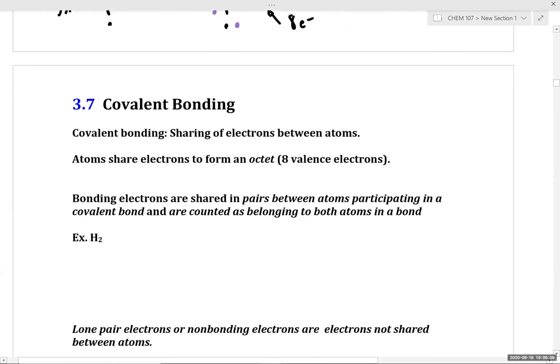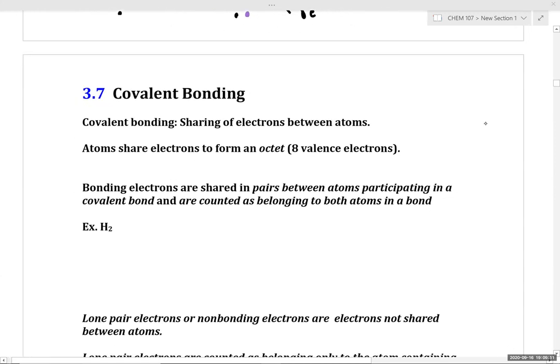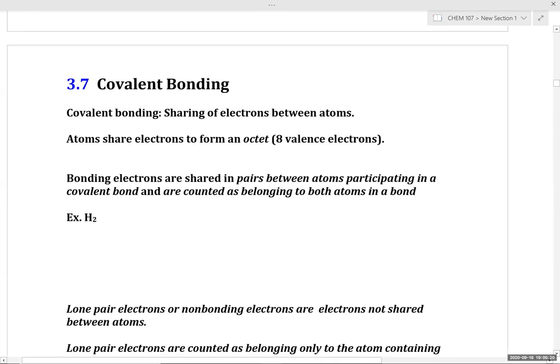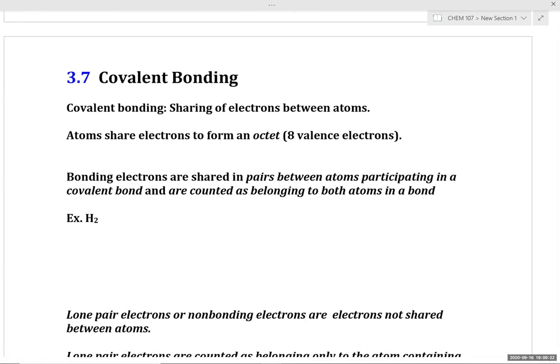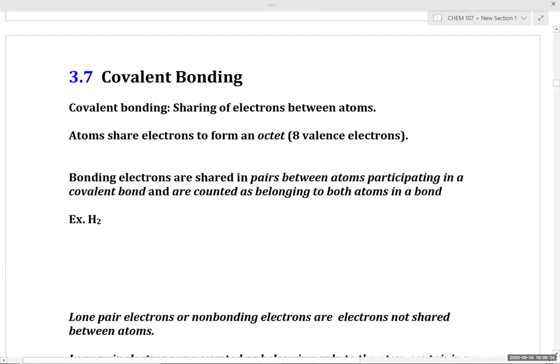So what we're next going to discuss, we talked about ionic bonding from the perspective of Lewis dot structures. What we're now going to talk about is the theory behind covalent bonding. So what is covalent bonding? Covalent bonding involves the sharing of electrons between atoms. Atoms share electrons to form an octet, 8 valence electrons.